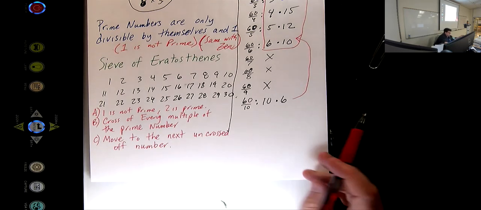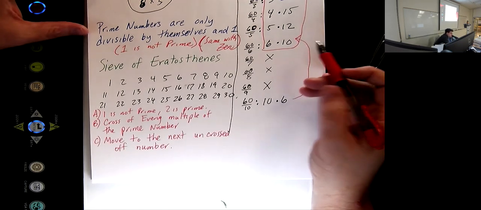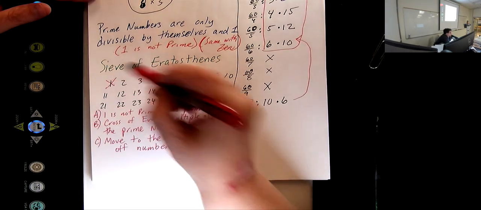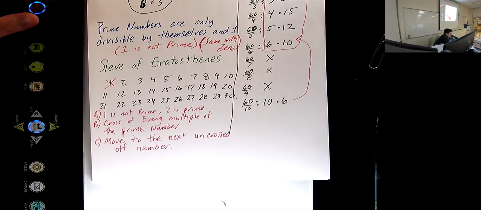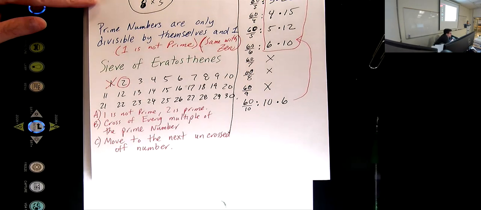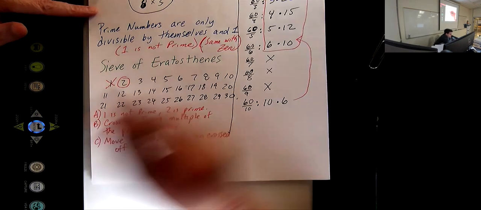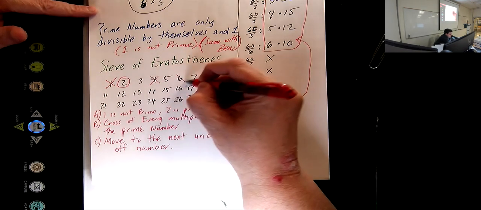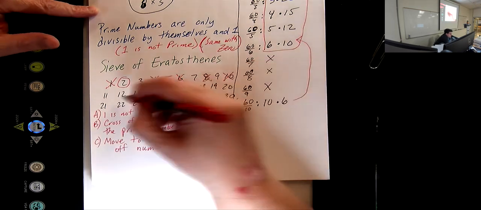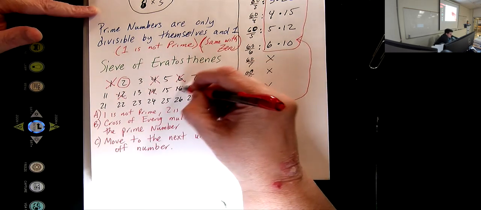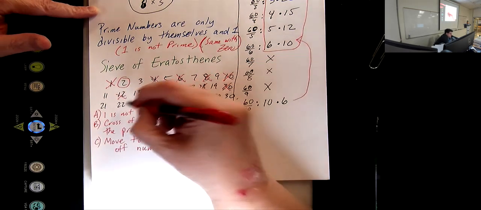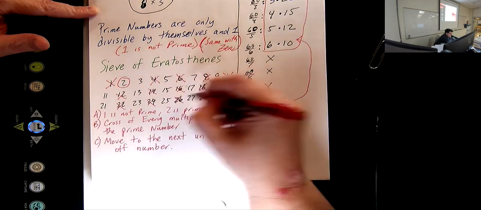Okay, so I'm going to follow those rules right here. 1 is not prime, so I'm going to cross it off. It might help to circle the prime number so it stands out, so I'm going to do 2. And now I'm going to cross off every multiple of 2: 4, 6, 8, 10, 12, 14, 16, 18, 20, 22, 24, 26, 28, 30.